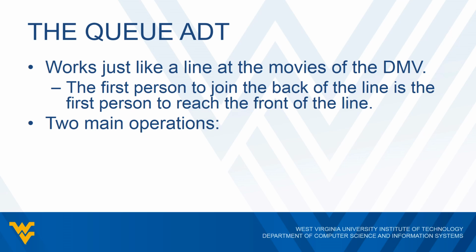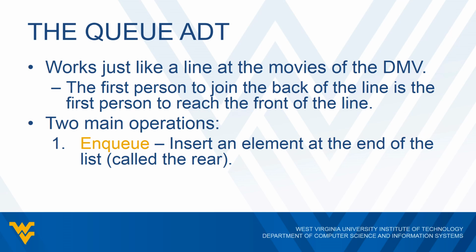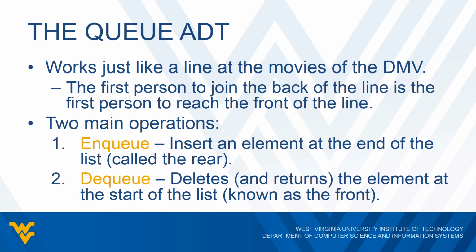Now, the queue does have two main operations, just as how stacks have two main operations. We first have what's called enqueue, and this means that we're going to insert an element at the end of our list. Usually this end of the list we call the rear of the list or the back of the list. The second operation is called dequeue, and this deletes and returns the element at the start of the list, also known as the front of the list.